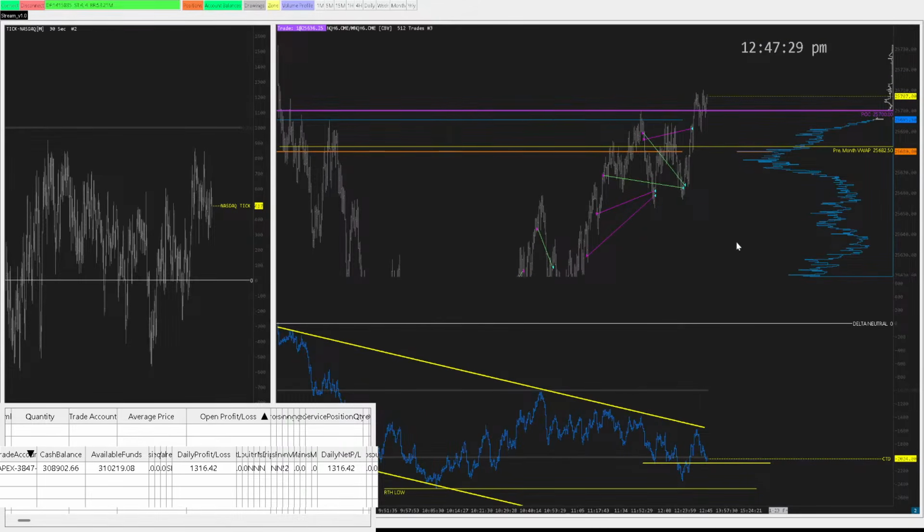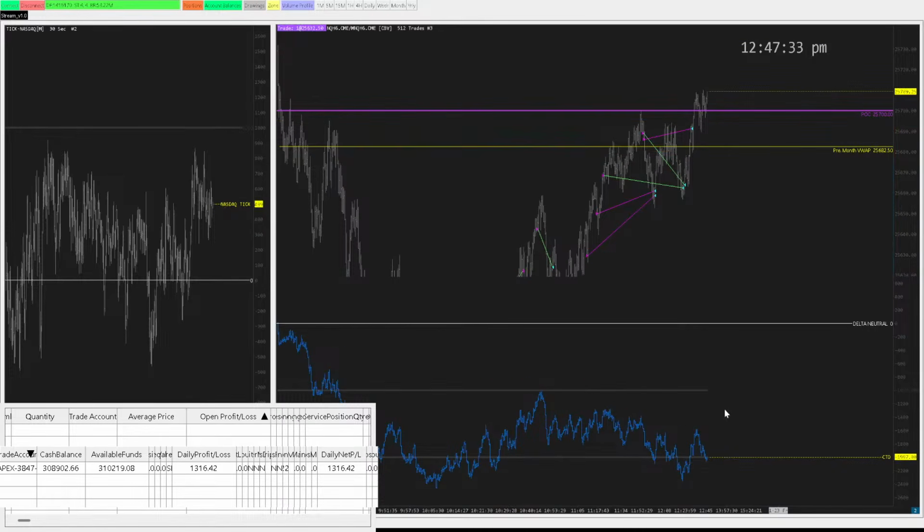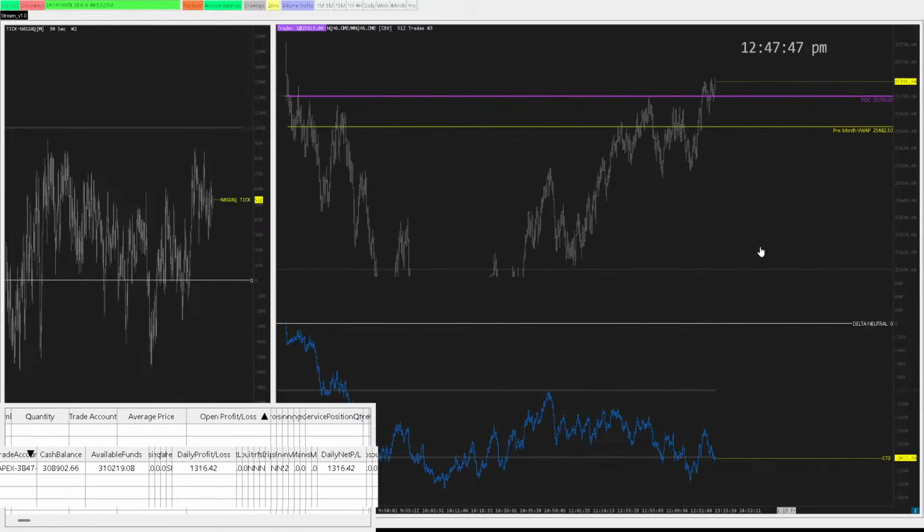I'm going to clean up these charts a little bit. I'll turn off the orders too. I love the orders, but at the same time, they get a little messy. I'm going to take a look at the news, see what's on tomorrow, and then I'm going to hop off and eat lunch. I probably will not be back this afternoon.